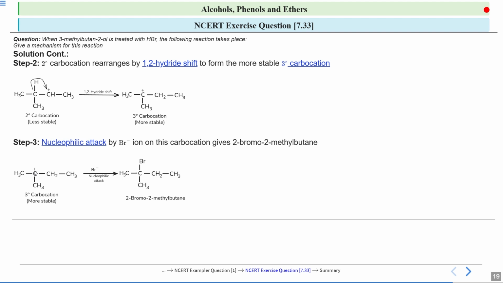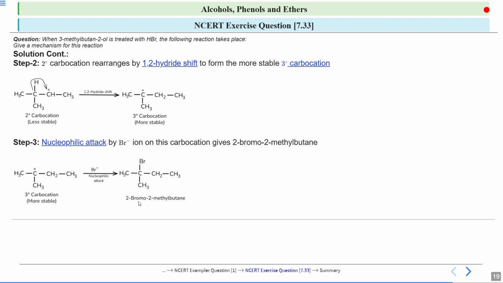This is a carbocation which is electron deficient, so it will act as an electrophile. And Br minus, that is bromine, will act as a nucleophile. So this nucleophile will attack this electrophile and you will see bromine get attached to this position. So you will get 2-bromo-2-methylbutane.